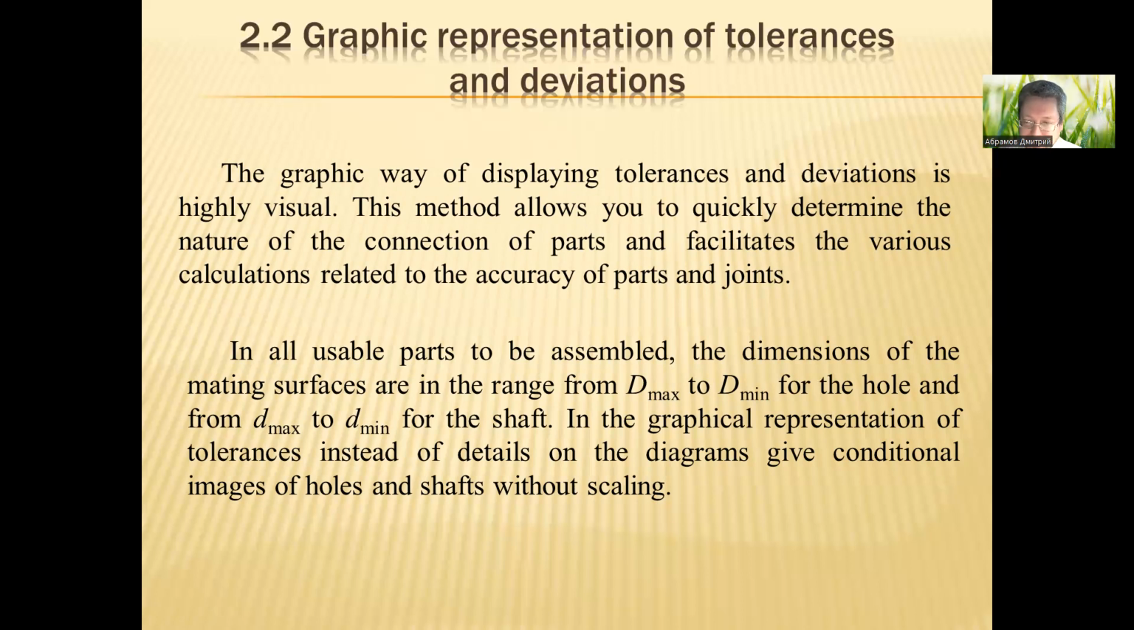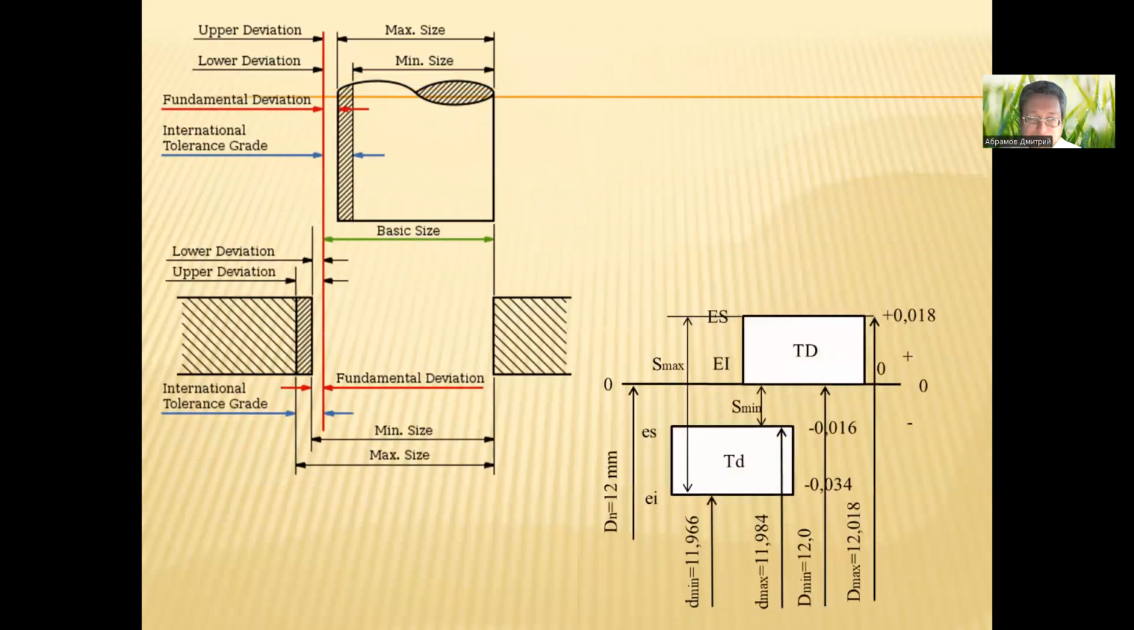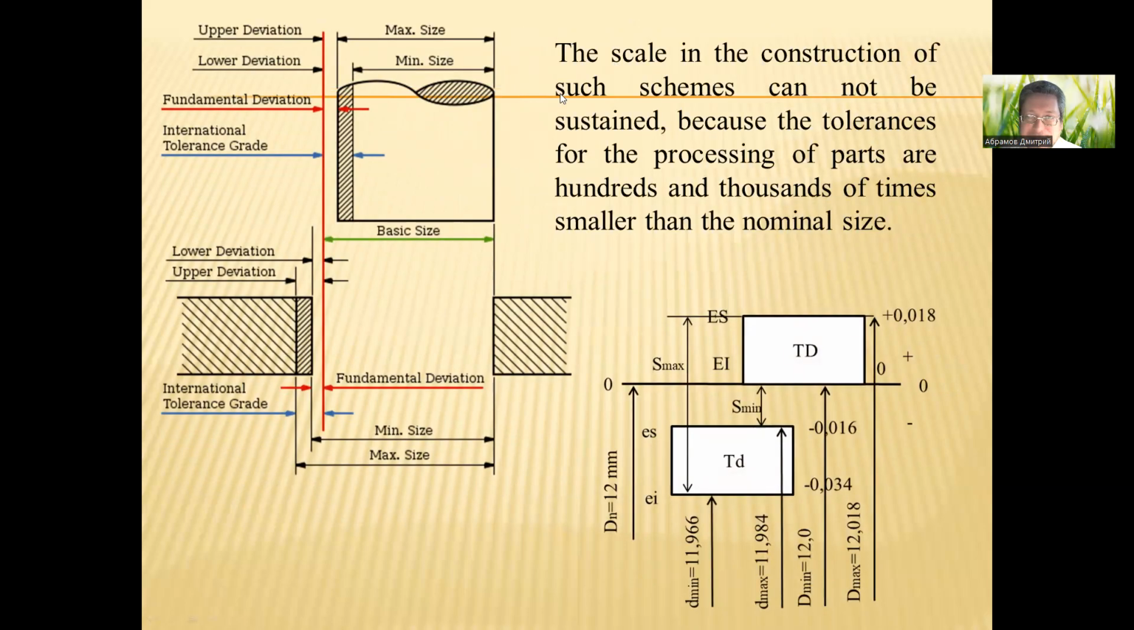In the graphical representation of tolerances, instead of details, the diagrams give conditional images of holes and shafts without scaling. The scale in the construction of such schemes cannot be maintained because the tolerances for the processing of parts are hundreds and thousands of times smaller than the nominal size.